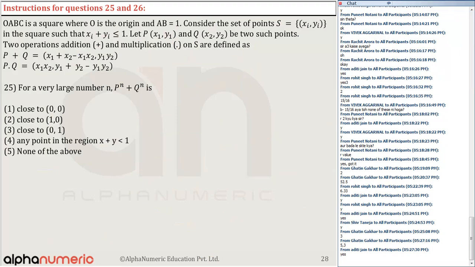ये कर सकते थे 25 and 26. Okay, that's a very very interesting question. None of you have attempted 25 and 26. किसी ने attempt नहीं किया है. चलो देखते हैं.